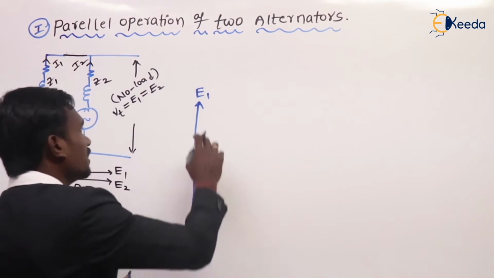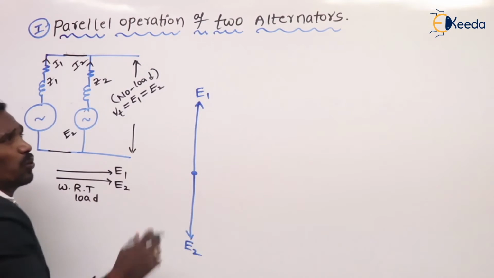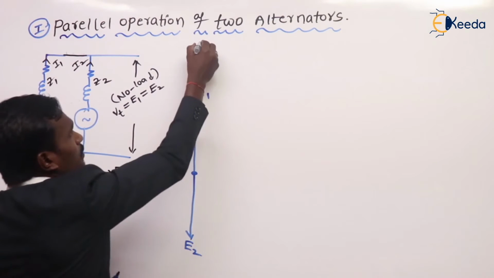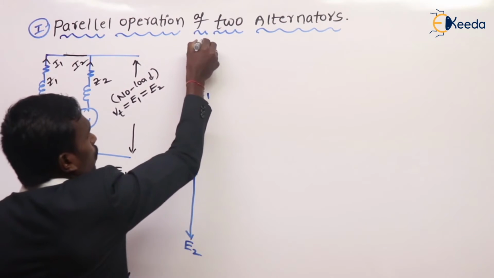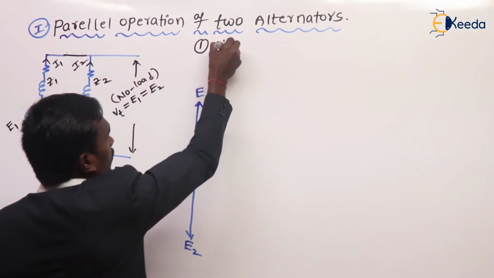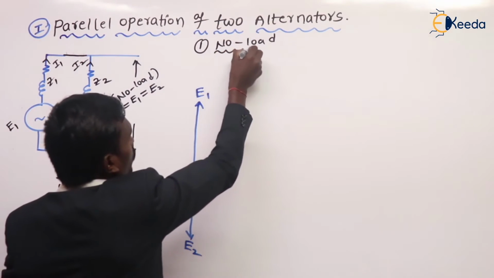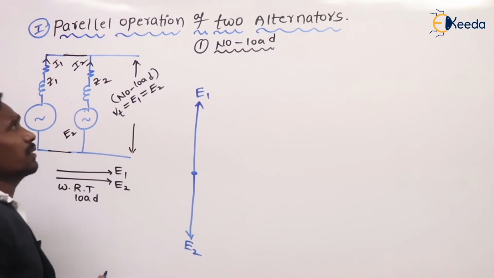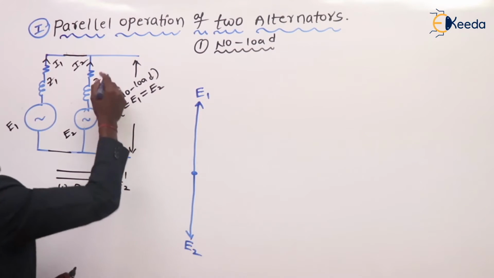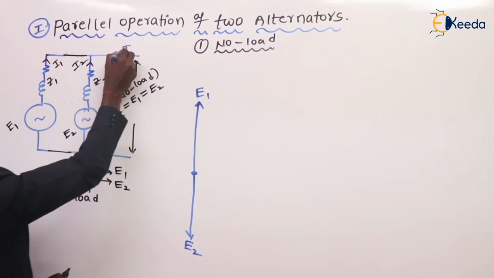Right, this E1 and E2 are equal. I am talking at no load condition only. Two alternators are operating in parallel. At no load condition, here the current is 0.